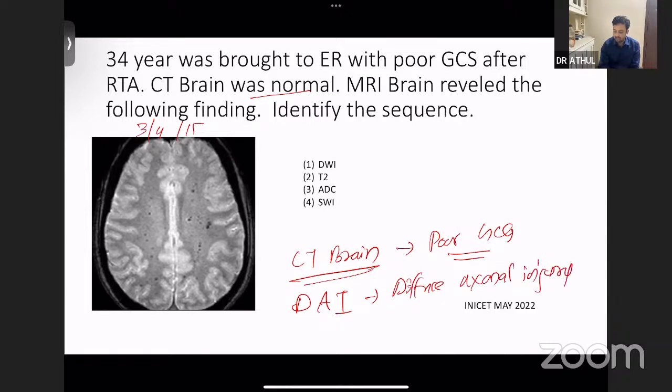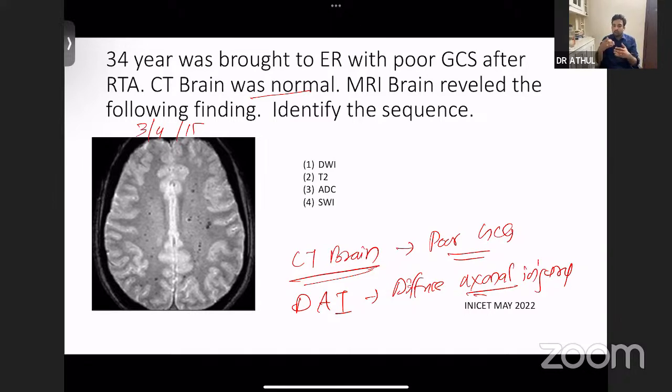So the diagnosis is very clear. Because of some shearing forces to the brain parenchyma, there will be multiple punctate microhemorrhages in the brain. That is the pathophysiology of diffuse axonal injury. There will be multiple punctate microbleeds, and these microbleeds are commonly seen in the gray-white matter interface.